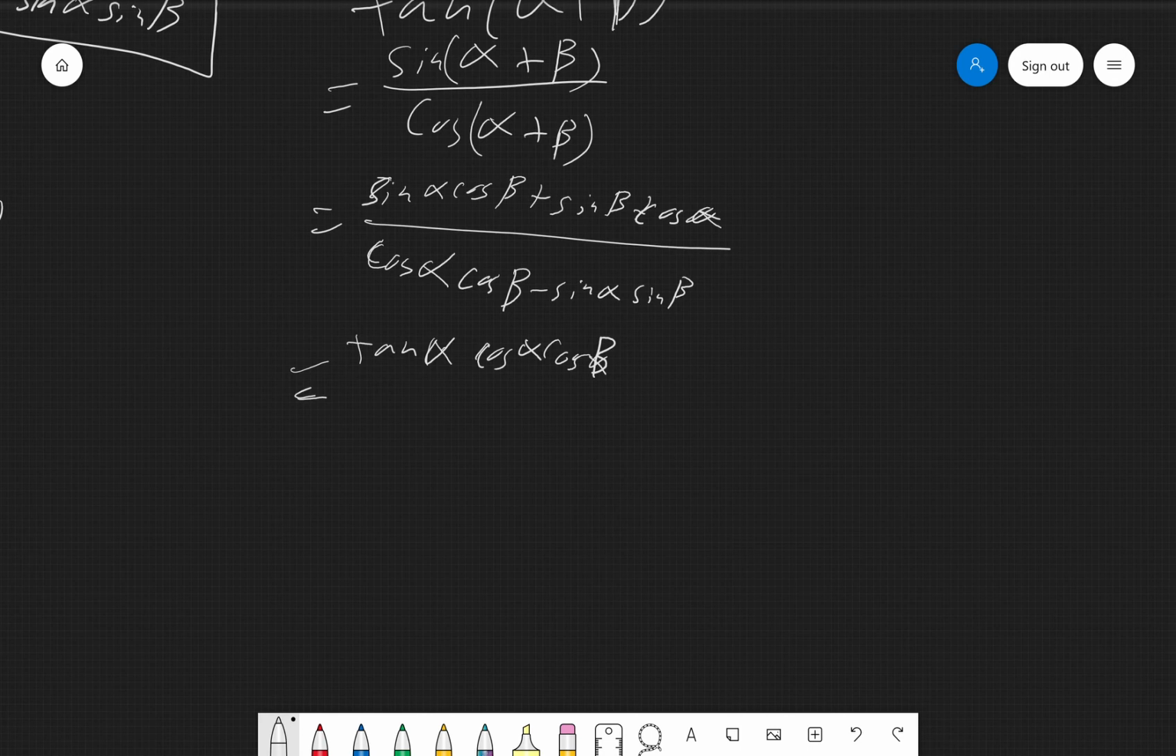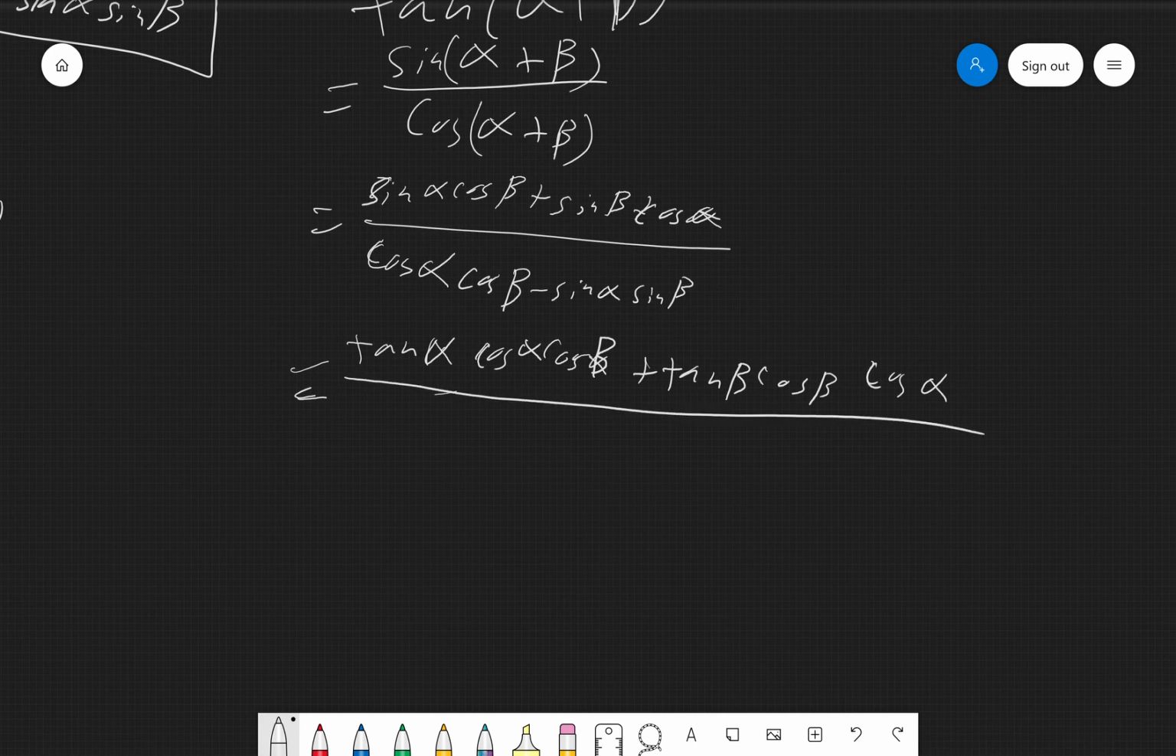Times the cosine of beta, and then plus the tangent of beta times the cosine of beta, times the cosine of alpha, over the cosine of alpha, cosine of beta, minus tangent of alpha, cosine of alpha, tangent of beta, cosine of beta. We kind of just got rid of the sines. That's kind of what we wanted to do.